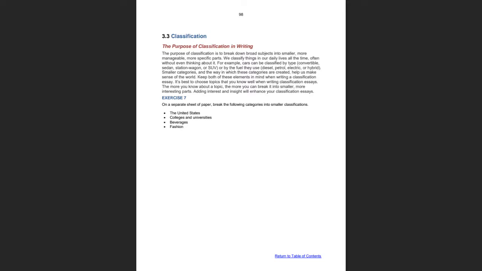Smaller categories, and the way in which these categories are created, help us make sense of the world. Keep both of these elements in mind when writing a classification essay. It is best to choose topics that you know well when writing classification essays. The more you know about a topic, the more you can break it into smaller, more interesting parts. Adding interest and insight will enhance your classification essay. All right, next page.